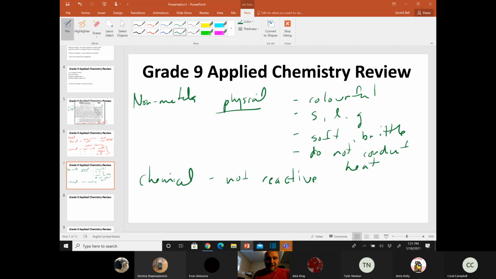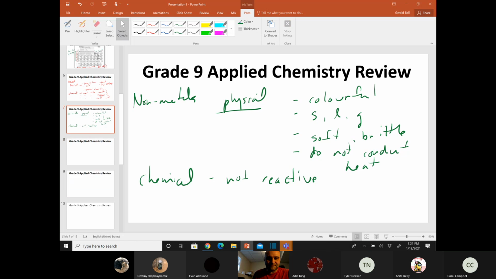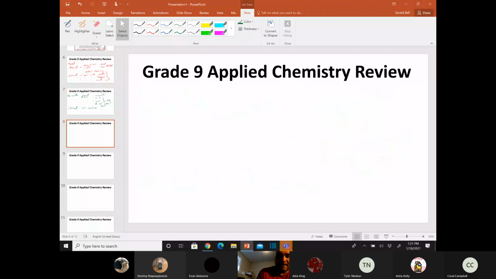So once we'd done that, our next step was we started to talk about atoms on the periodic table. One quick adjustment for me here. I could really do a nicer job writing if I put this down flat.